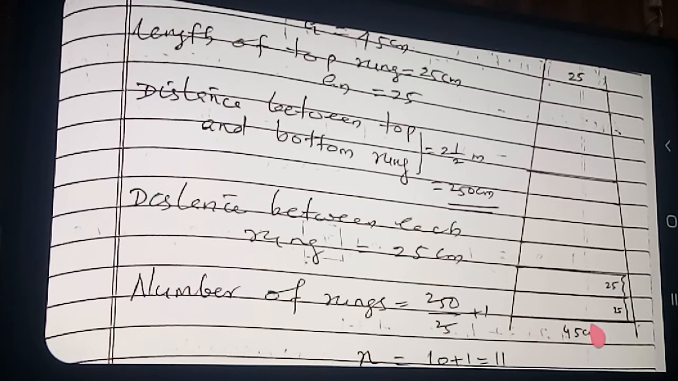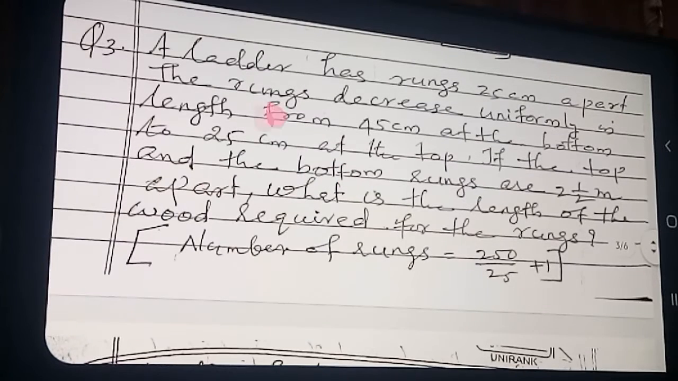The length of this wooden piece is decreasing uniformly. How much is it decreasing? Uniformly. Once more, repeat the question. A ladder has rungs 25 centimeter apart, and the rungs decrease uniformly in length. The length of the bottom rung is 45 centimeter and the length of the top rung is 25 centimeter.